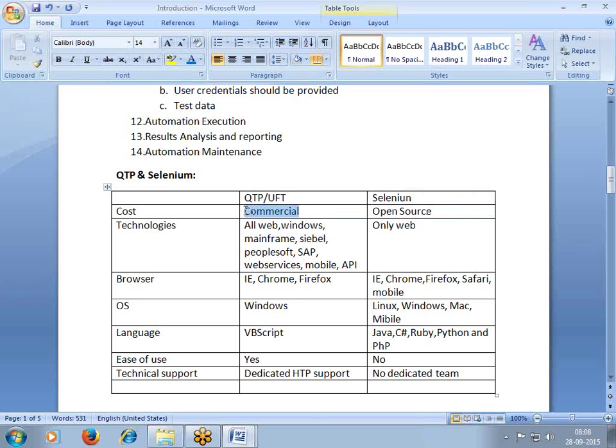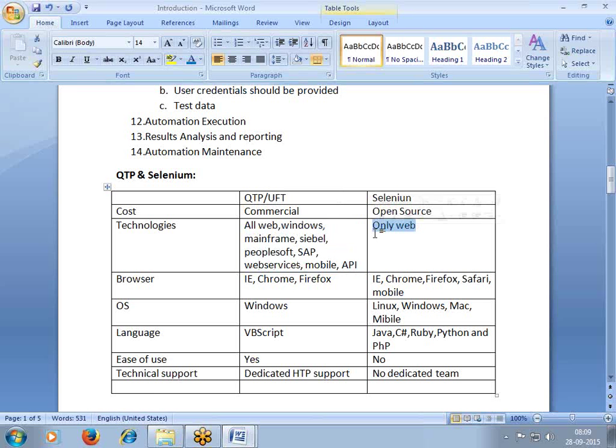That means we can reduce the automation project cost. If the automation tool is free, we need not invest any money to buy that tool. So that is one big plus point for Selenium. And what technologies can we automate using QTP or UFT? Using QTP, we can automate almost all technologies in the market: web applications, Windows applications, mainframe applications, PeopleSoft, SAP, web services, mobile applications, API.